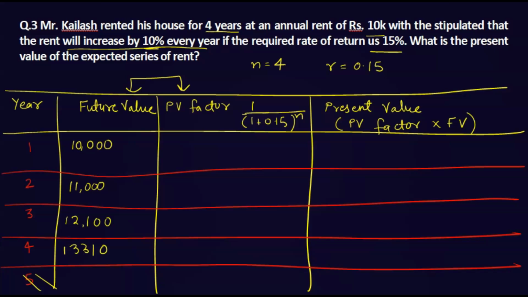So in the first year, in the place of n, it will be 1. We have seen this in the previous question already, so I am not repeating it. Like this we can write the values here. Simply 4 years are there, so we can find them, and the rest of the things will be the same. Now present value is the multiplication of PV factor and future value, so it will be this.